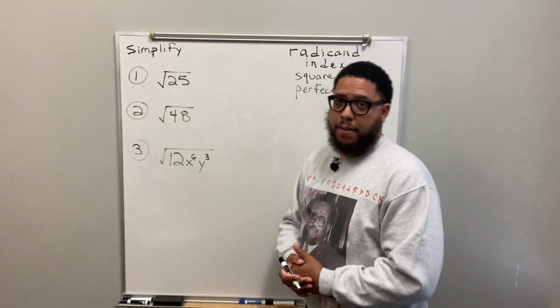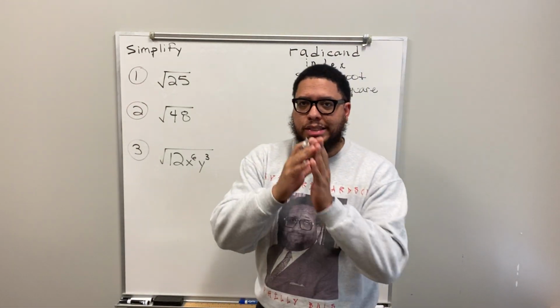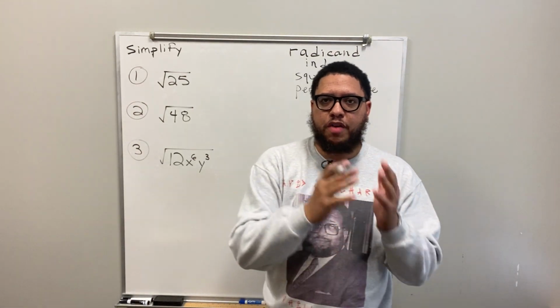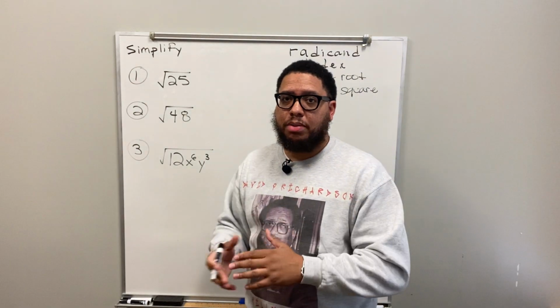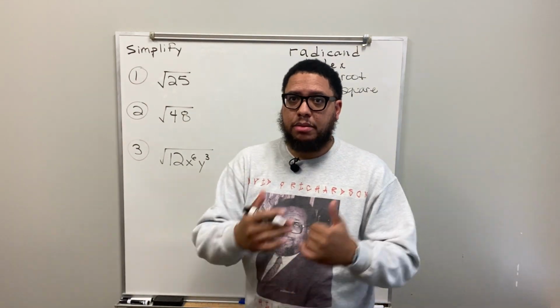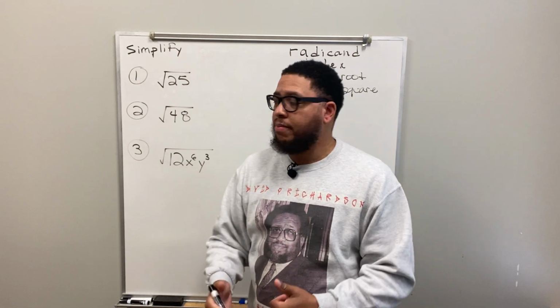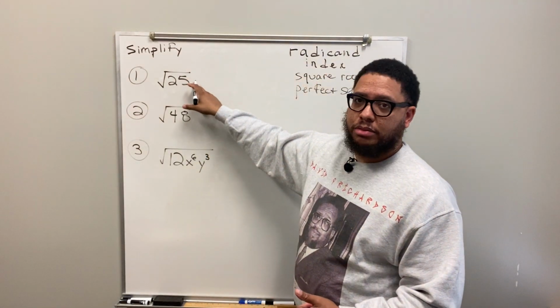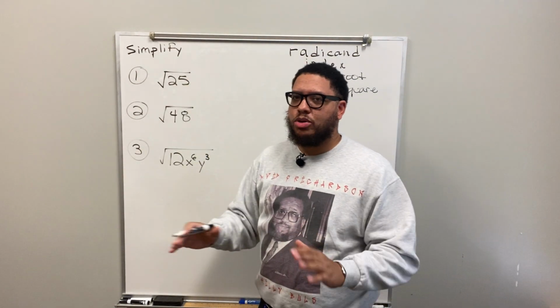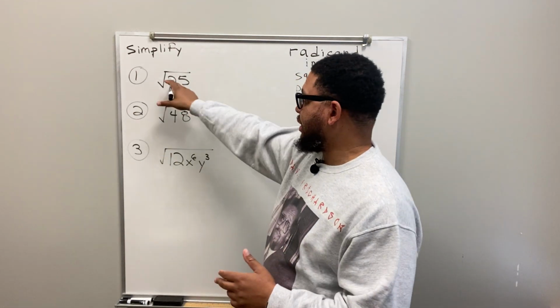A perfect square, right? A perfect square is a number that has a factor that can be multiplied by itself, meaning the number is multiplied by the same number and it results in that number. All right? That might have sounded a little confusing. Let me try to break it down using this example.